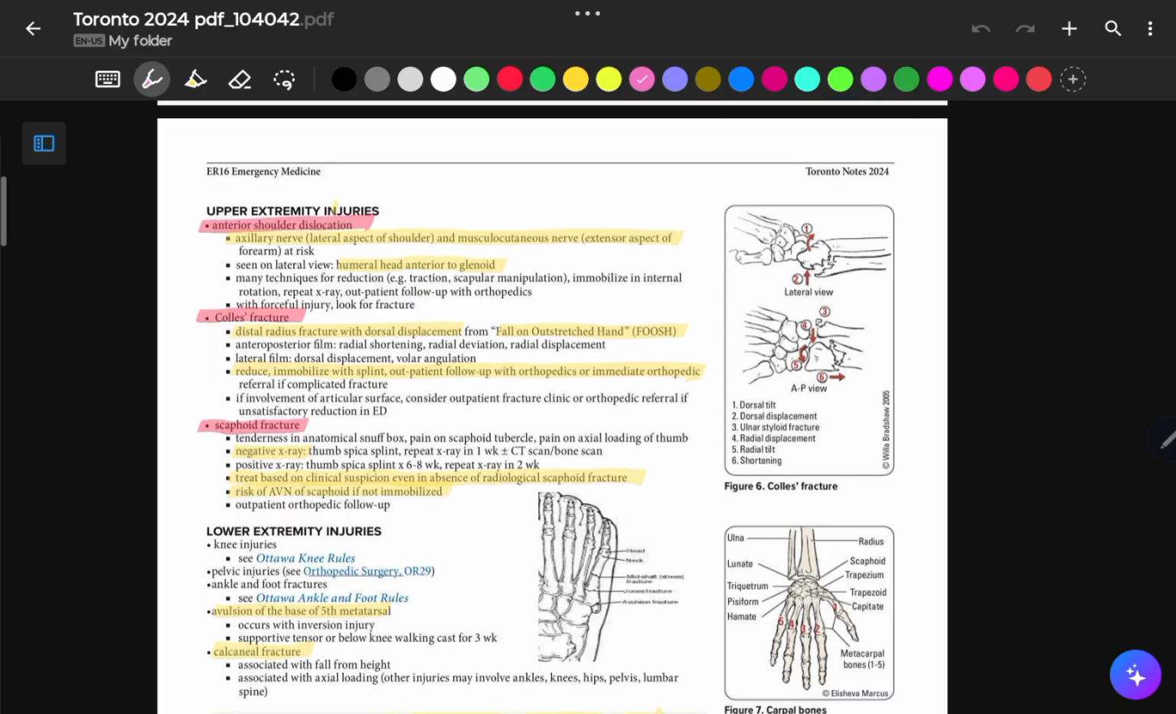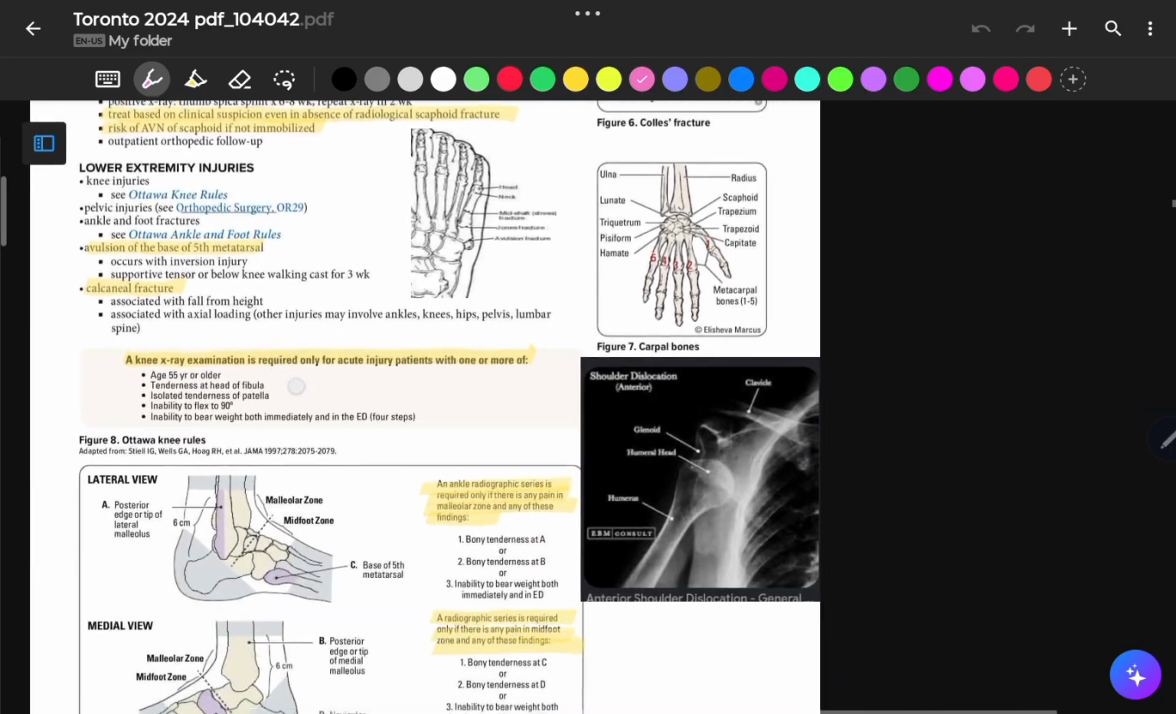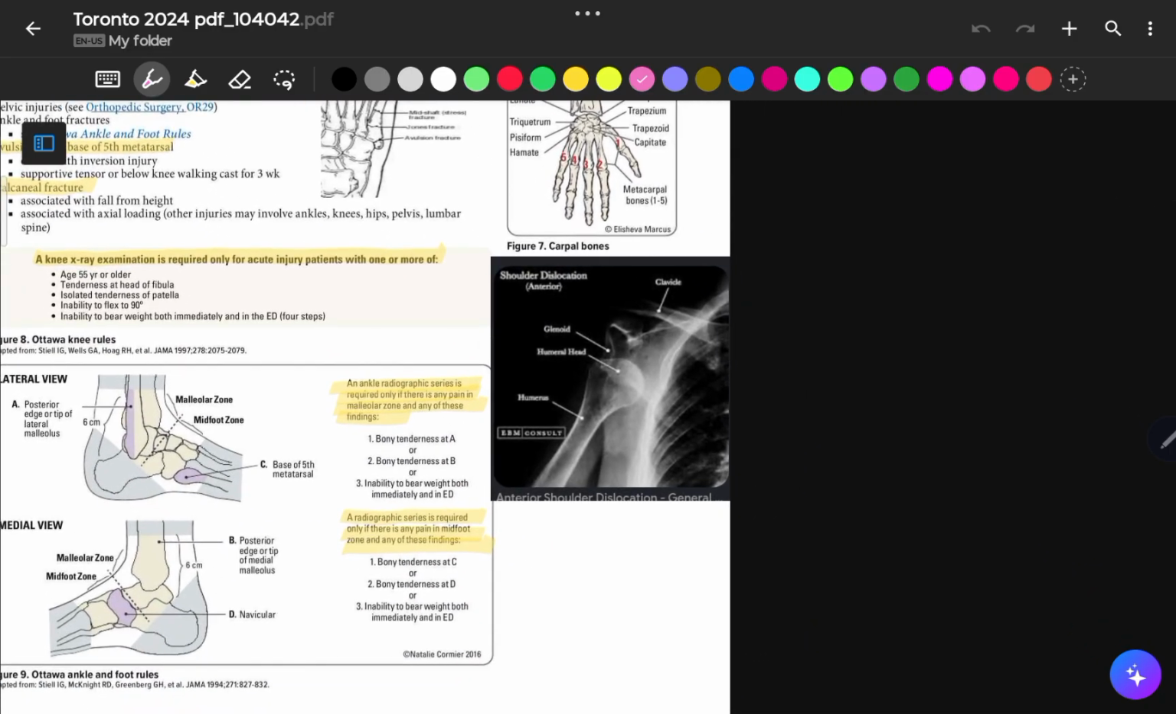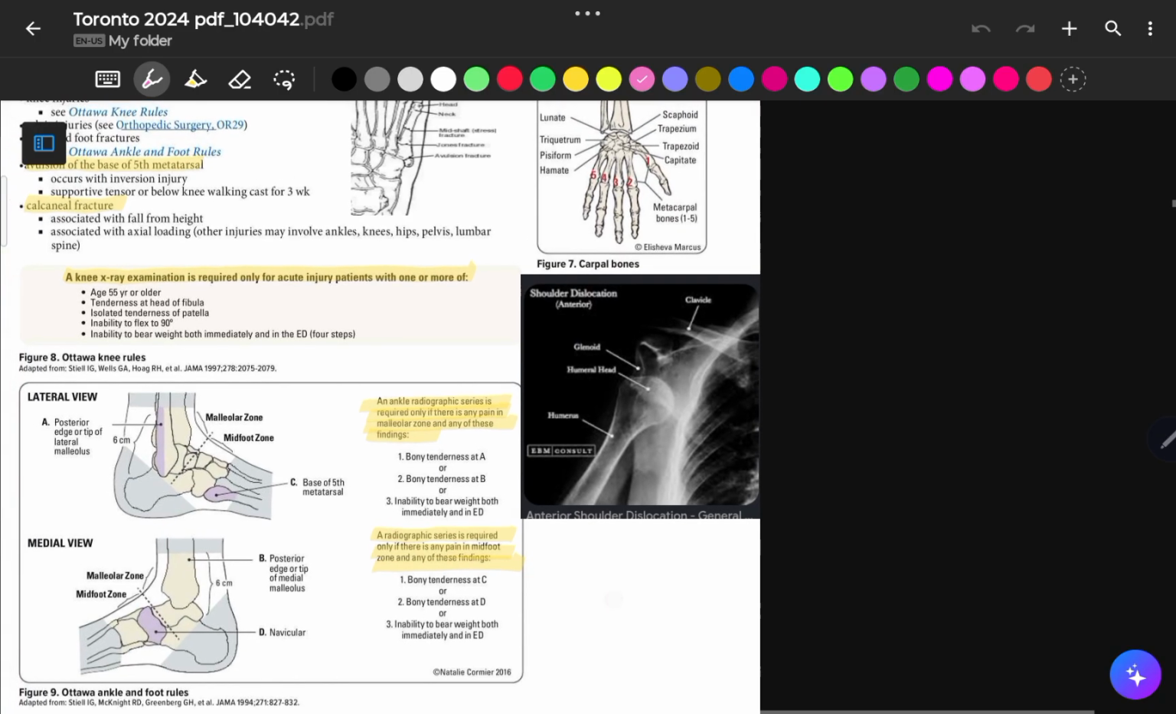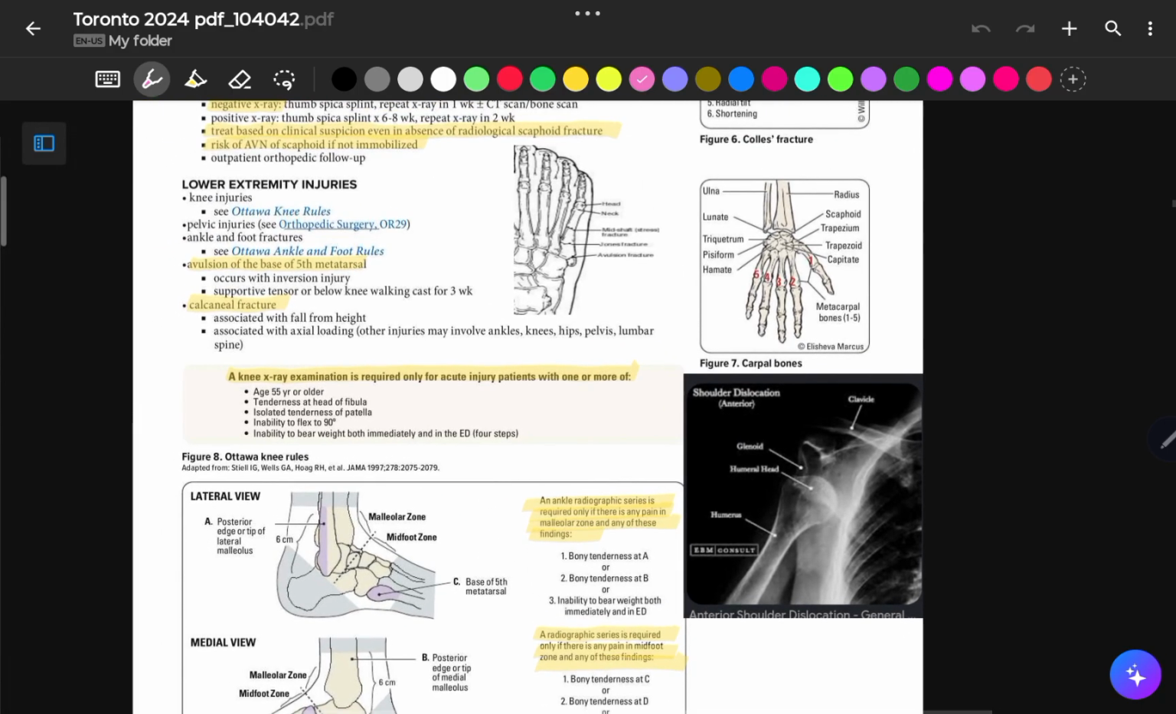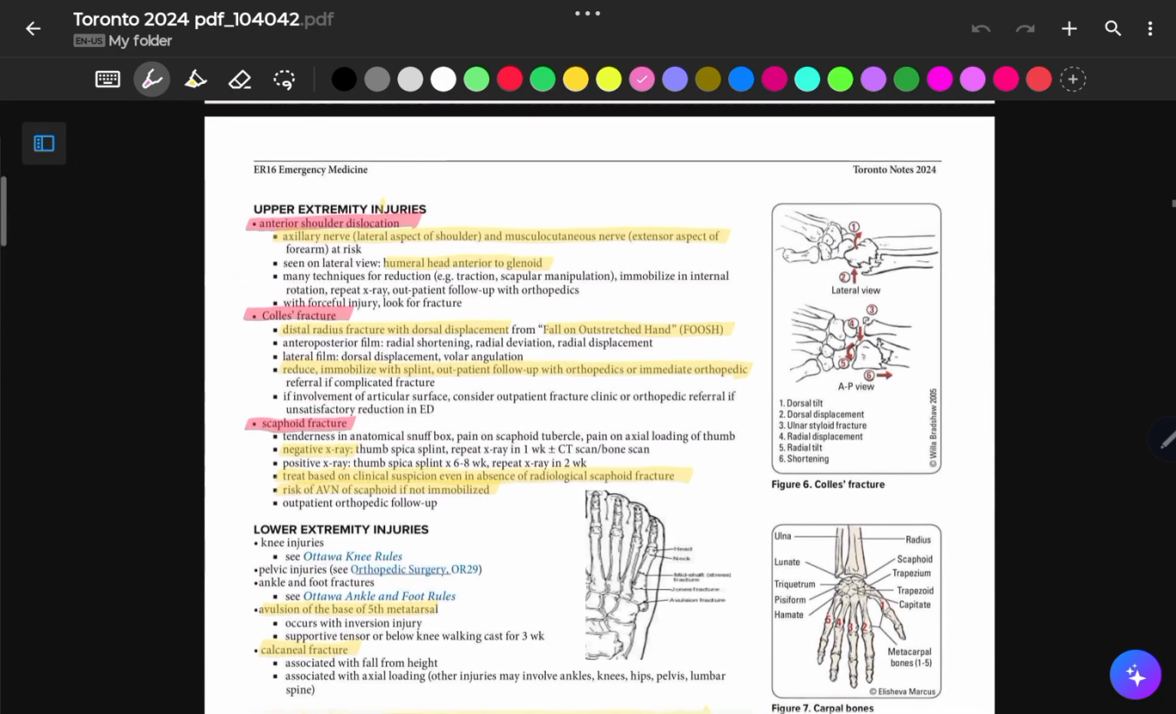When you order your X-ray, on the lateral view you will see the humeral head anterior to the glenoid. As you can see here, there is an X-ray picture that shows the glenoid behind, and the head of the humerus anterior to that. Then you know that you are dealing with an anterior shoulder dislocation.